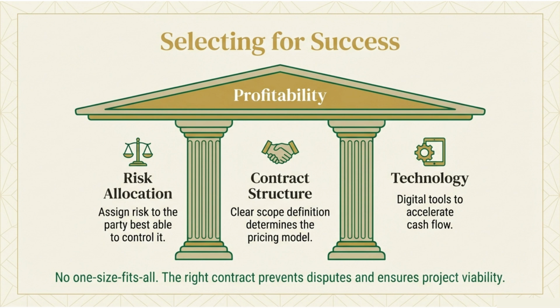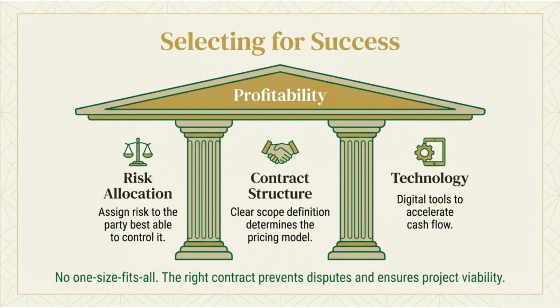Pillar 2. Contract structure. Clear scope definition determines the pricing model. If you don't know what you're building, you can't use lump sum. If you do know what you're building, why would you use cost plus and expose yourself to unlimited risk? Clarity equals smart contracting.